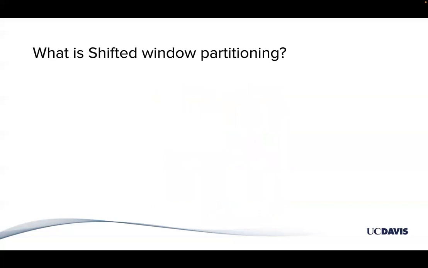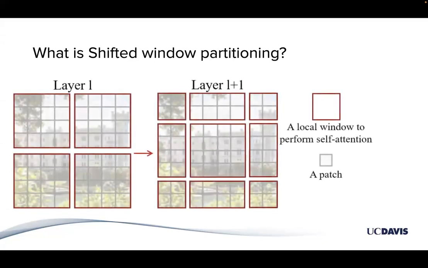We'll see what these exactly are. So first we'll talk about shifted window partitioning. At layer L, if we have 4 patches, after shifting it will become like this, and a patch will be taken from here. This will result in an increased number of patches, and the patches will become of different sizes as well.